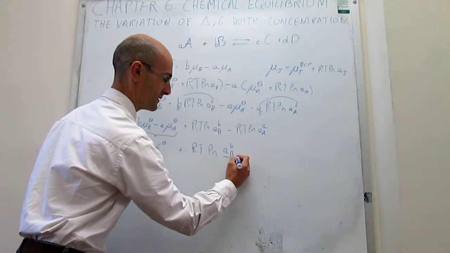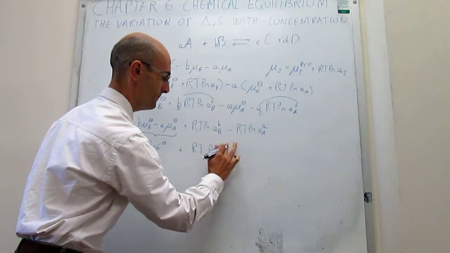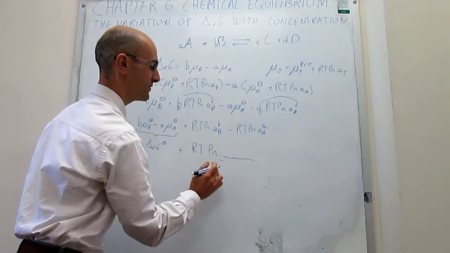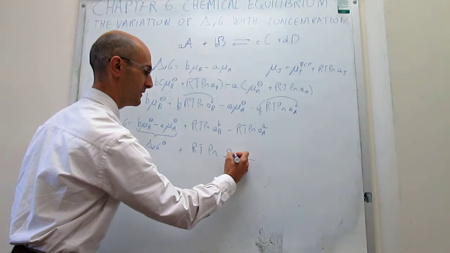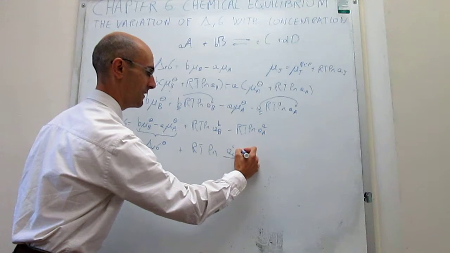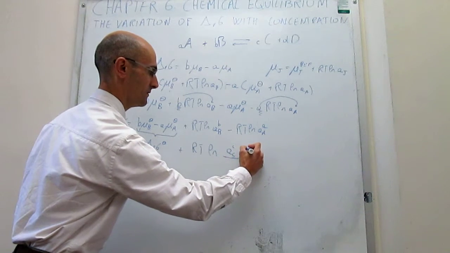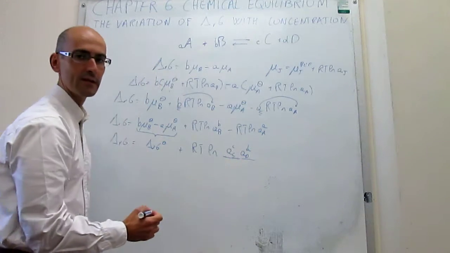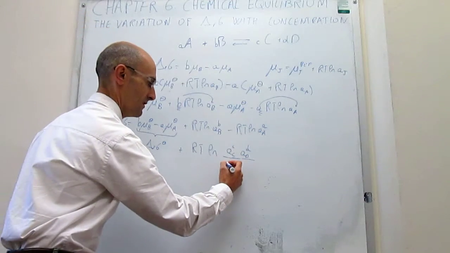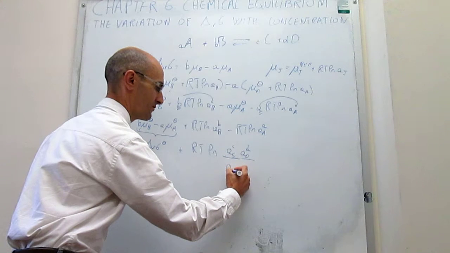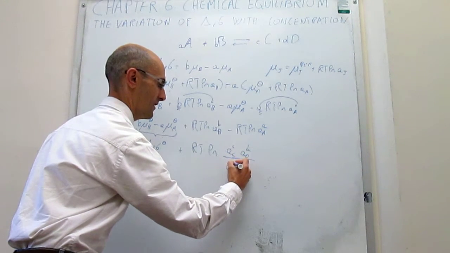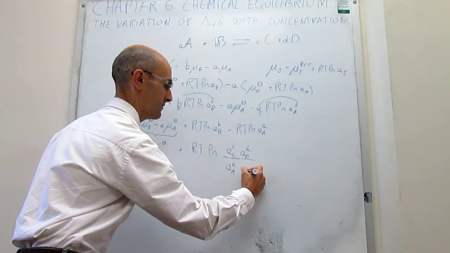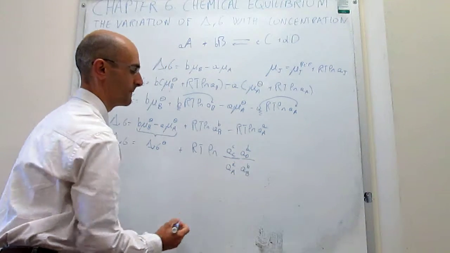The only difference is that when you come to this final term, these are simply going to be the activities of products, A sub C to the C and A sub D to the D, and then divided over the activities of reagents to the powers of the appropriate stoichiometric coefficients: A sub A to the A, and the activity of B to the power of the stoichiometric coefficient of B.